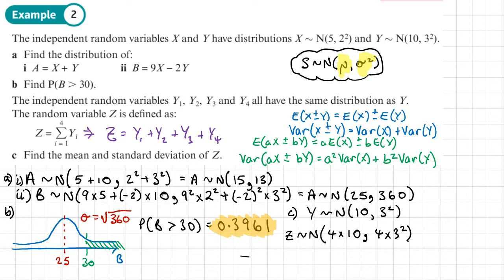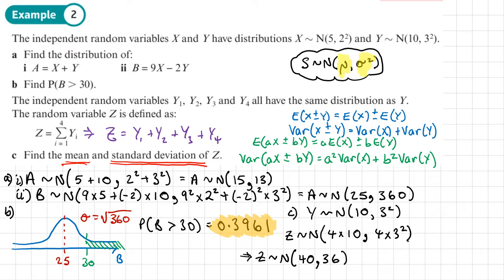So that will give me that Z is normally distributed with a mean of 40 and a variance of 4 times 9, which is 36. But we need to be careful because the question says that we need to find the mean, which we can write down, and the standard deviation of Z.